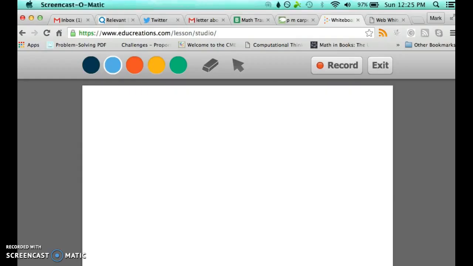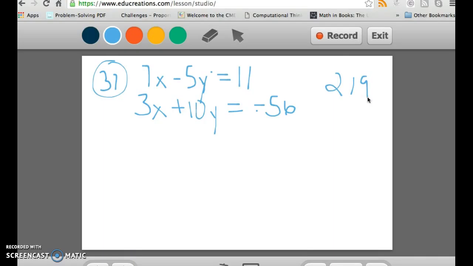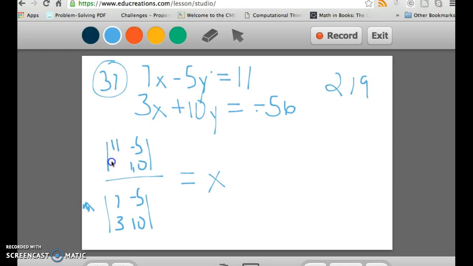So this is number 37 on page 219. And so system of linear equations, we could solve it by elimination or substitution, but we're going to use Cramer's rule. And basically on the denominator, I'm going to have the coefficient matrix. So 7. So this is going to solve for x. I'm going to say x equals. And I got 7, 3, -5, and 10. And up here I'm still going to have -5 and 10. But instead of 7 and 3, I'm going to sub in 11 and -56. Sorry for the terrible handwriting.